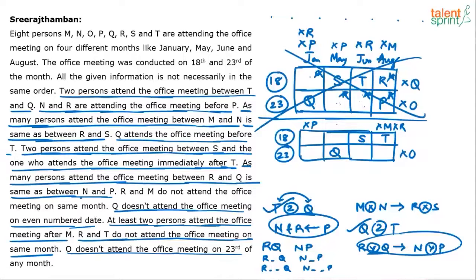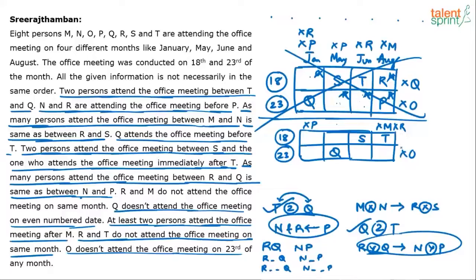Case number 1 is not giving me the correct result at all. I tried taking R on 18th Jan, it failed somewhere. We tried taking R on 23rd May, it failed somewhere. R anyway cannot come in June, we know. And in August, R cannot come in 23rd August because there should be one person after R. R was taken on 18th August and that also failed because of whatever condition. So case number 1 is wrong. Only case 2 has to be tried now.